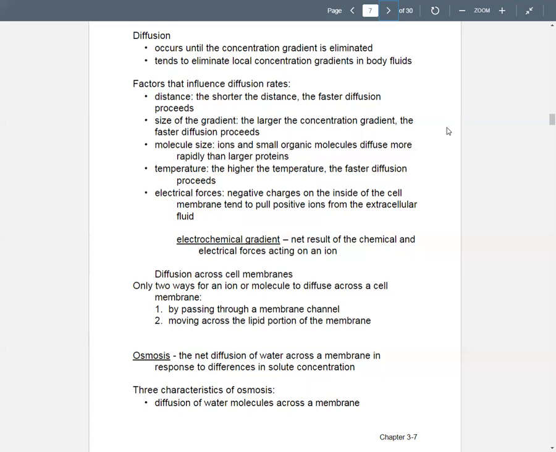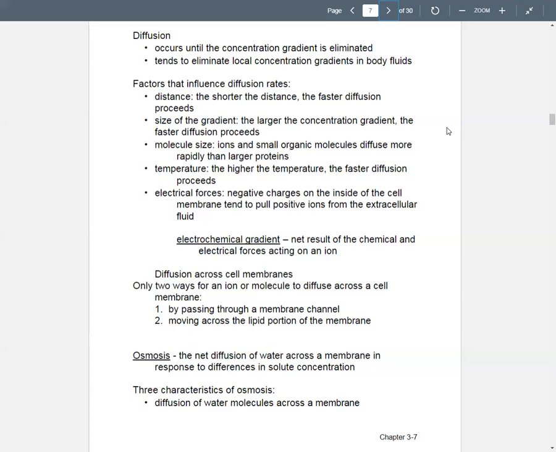All right, so what are factors that influence diffusion rates? That was also on your review sheet, okay? So distance, size of the gradient, molecule size, temperature, and electrical forces. If you have those printed out or on an iPad where you can draw on it, you might want to underline those.